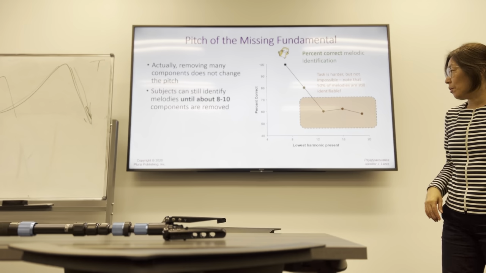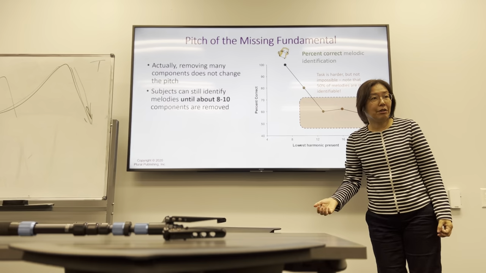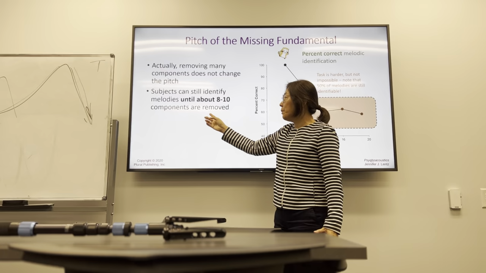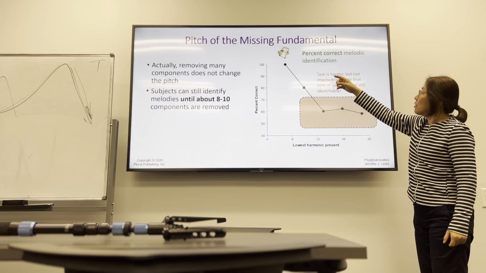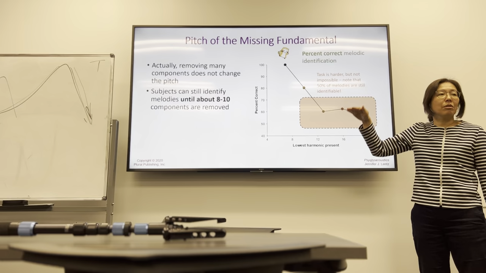So they did an experiment to see how many components you can take out and still perceive the pitch. Roughly speaking, until about 8 to 10 components are removed, you can still detect the pitch of even the missing fundamental. The task gets harder but it's not impossible. About 50% of the melodies are still identifiable, but the chance level decreases as more components are missing.